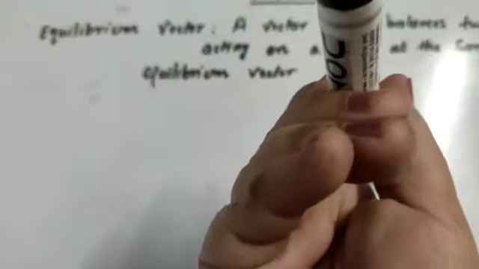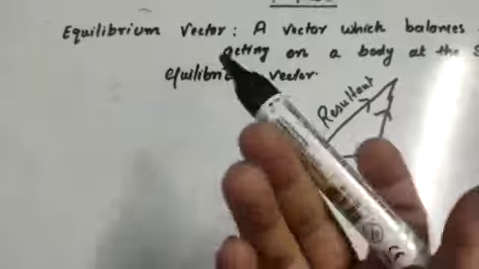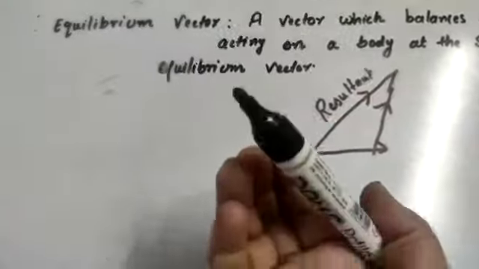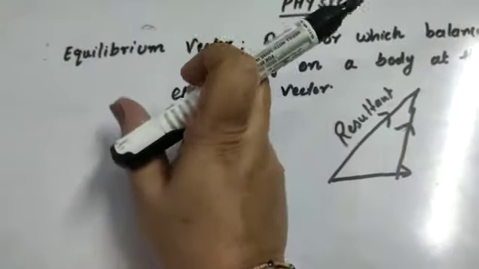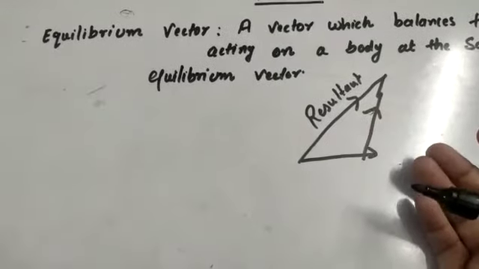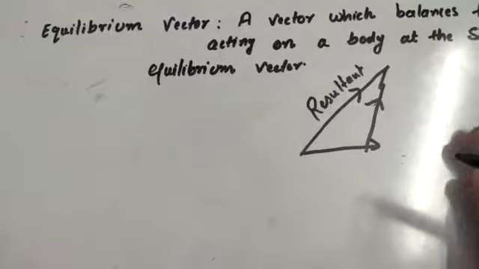So the downward force is equal and opposite to the upward reaction, so there is a vector which is balancing the weight of the body. So the opposite vector to the resultant vector is known as the equilibrium vector, which balances any two or more vectors. Clearly, it is opposite to the direction of the resultant vector.